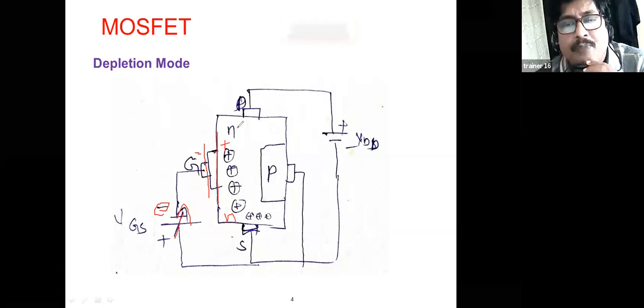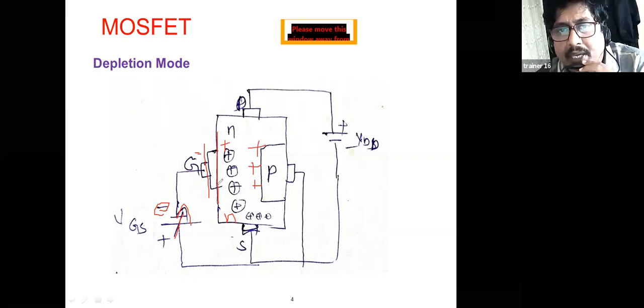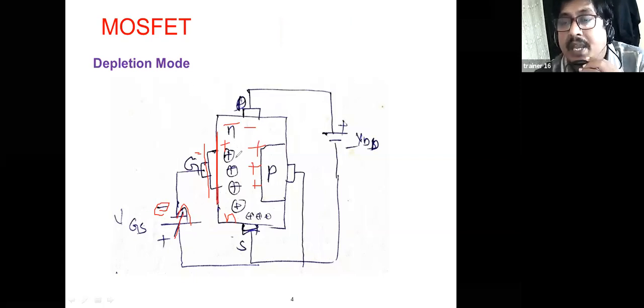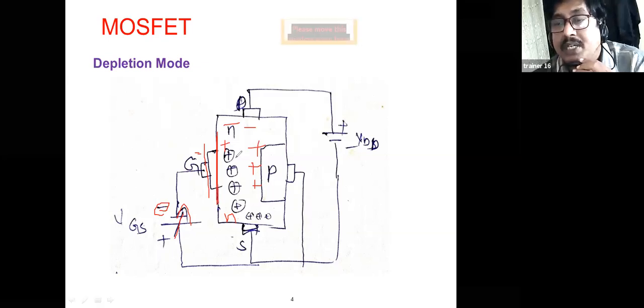So we discussed it, and here the P type substrate means again a positive charge only. If you increase this negative gate to source voltage, the positive charge on this plate increases. So that means it depletes the n-type semiconductor, where negative means electrons are there. If you increase the negative gate to source voltage, the positive charge increases, and it depletes the electrons, the flow of electrons.